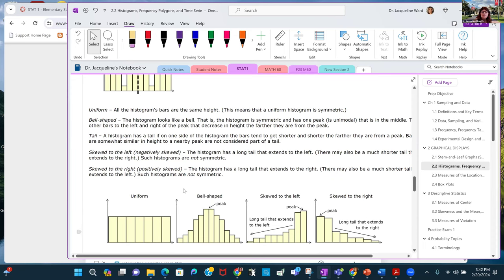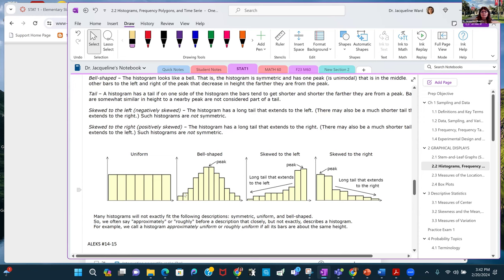A uniform histogram is one where all the bars are the same height. A bell-shaped histogram, as it says, kind of looks like a bell. This kind of histogram is symmetric. It has one peak, it's unimodal, which is in the middle. Other bars to the left and the right decrease in height the farther away they are from the peak.